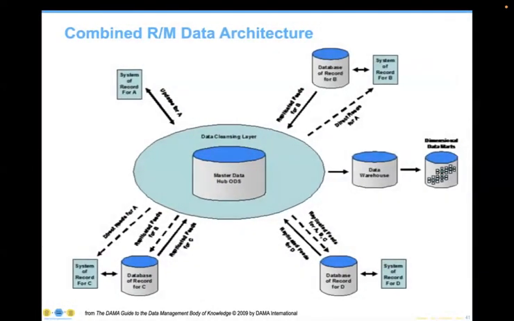Here's a combined reference and master data architecture, again, showing exactly the same thing. Systems of record for the various records, they know what they've got. But there's another part of master data management that you need to understand, and that is that it has to work in conjunction with your existing business processes. It has to work at the cadence, the rhythm, the operations of your existing system.